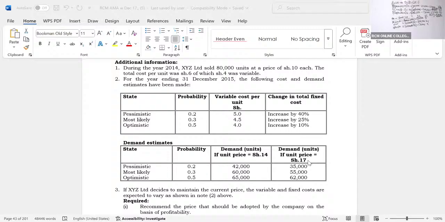So for 17, how much are we getting? 500,000 and 450 shillings. For 17, all of them just finished.